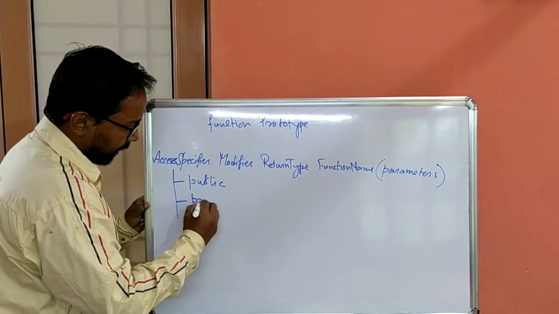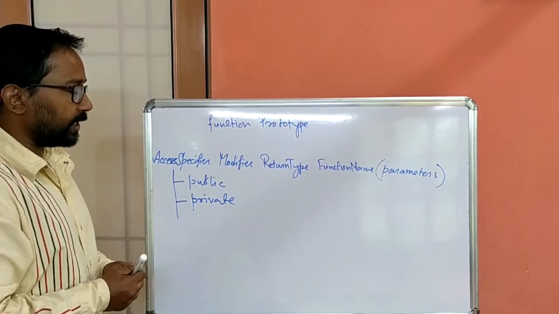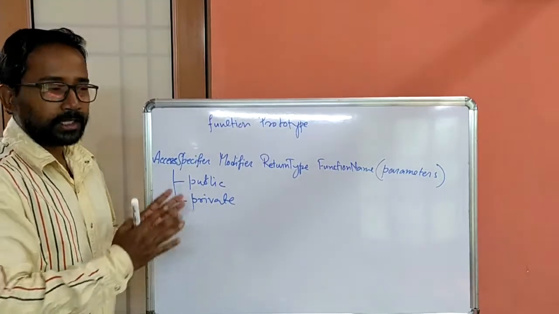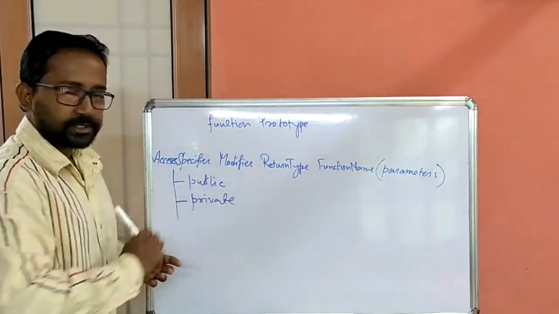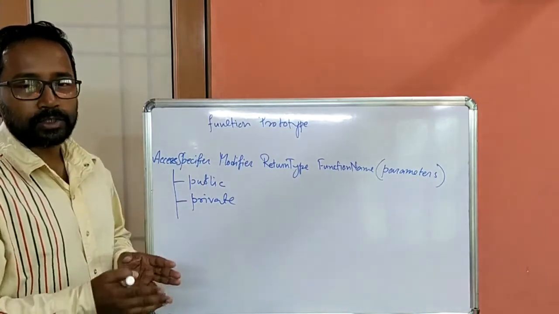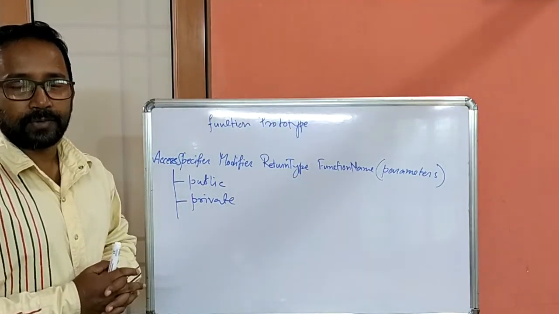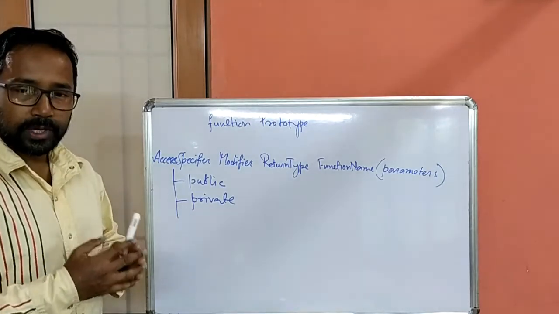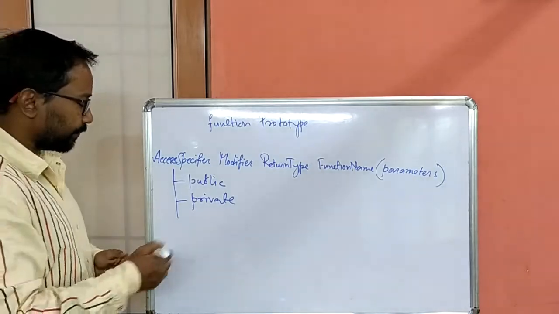Next is private. This private access specifier indicates that the method is totally private property of the class. That means from inside the class you can access this function. It cannot be accessed from outside of the class. So this access specifier provides the most restricted level of access to a function, and it is also used to implement encapsulation of OOP, meaning object oriented programming.